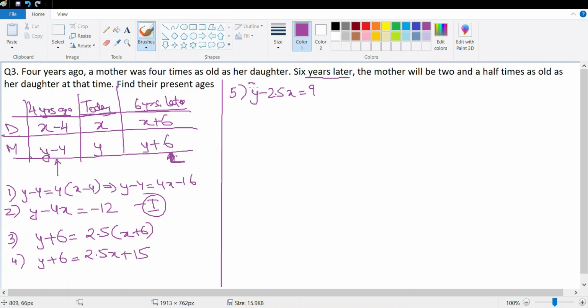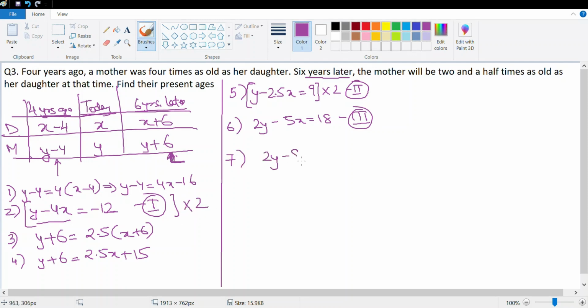Let's see if we have anything already there. I have y minus 4x, y minus 2.5x. Okay, let's multiply this with 2 so that we have a whole number equation. So this is 2y minus 5x is equal to 18. That's equation 3, the same as equation 2, just multiplied with 2. So 2y minus 5x is equal to 18, and this is y minus 4x is equal to negative 12. Let's multiply the first equation with 2. So what we have is 2y minus 8x is equal to negative 24, and this is 2y minus 5x is equal to 18.